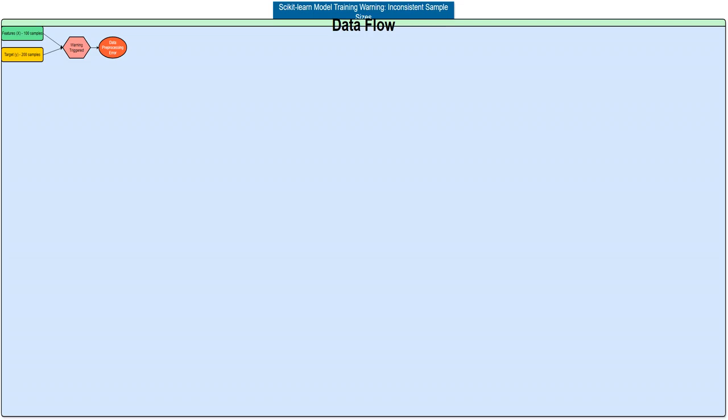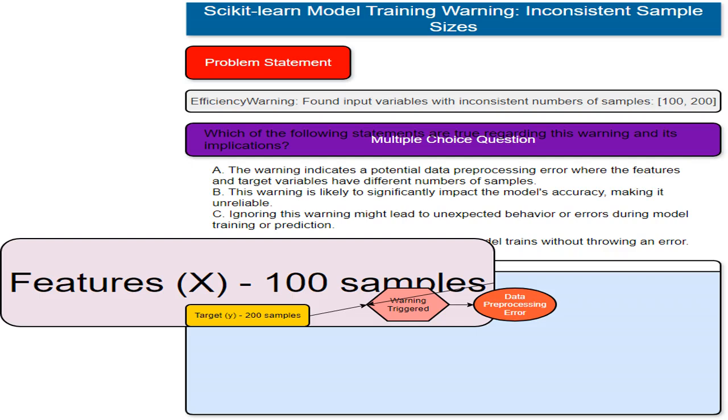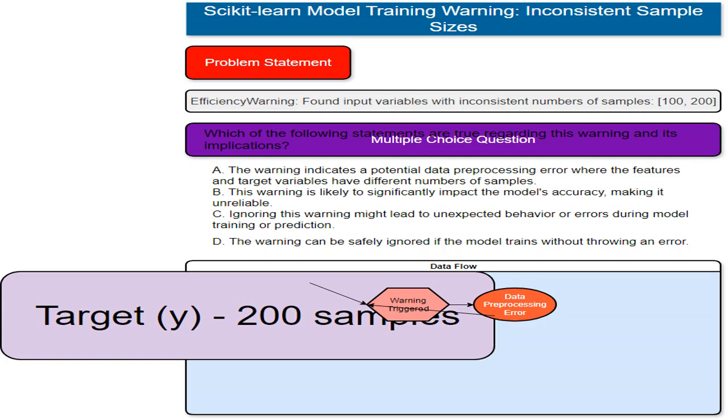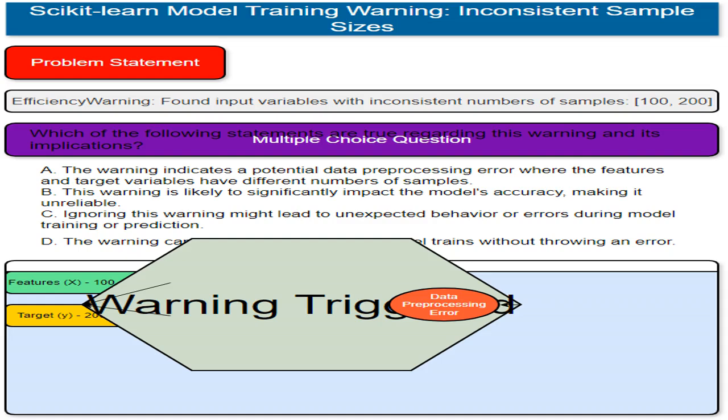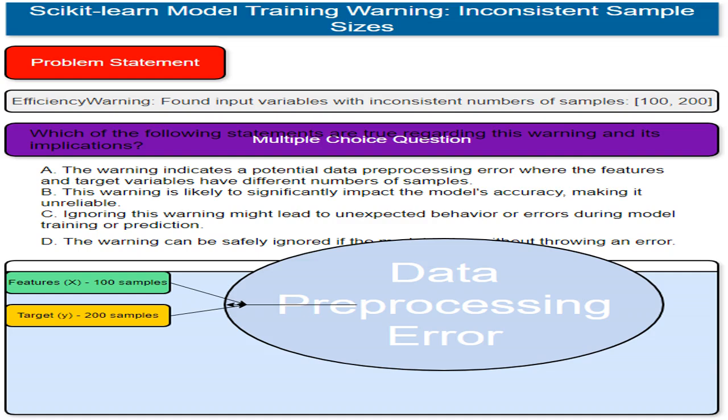This section sets the stage for the problem. It provides a heading introducing the flow of data. Your features, inputs, have 100 samples, rows of data. Your target variable, outputs, has 200 samples, a mismatch. Because of the inconsistency of samples between features and target, a warning was triggered. The root cause: an error in the data preparation or pre-processing stage.